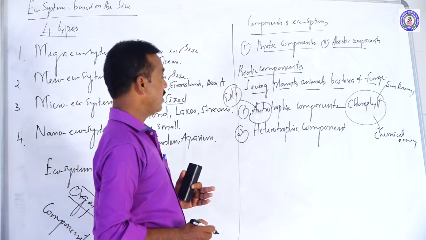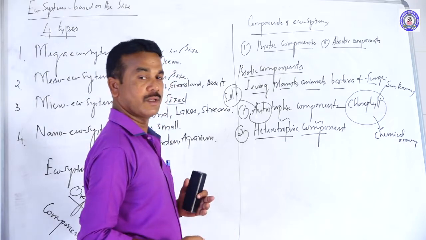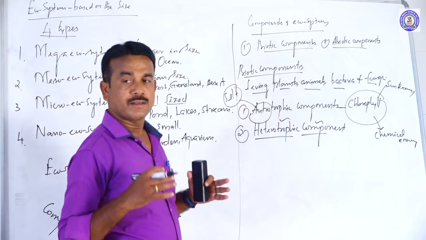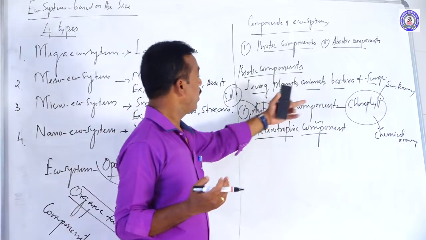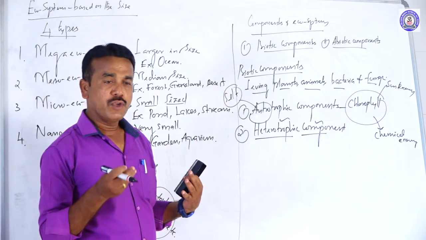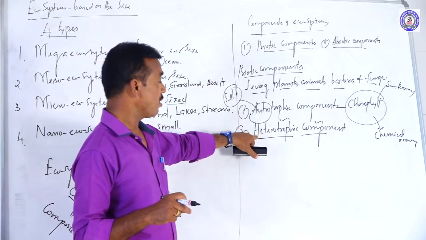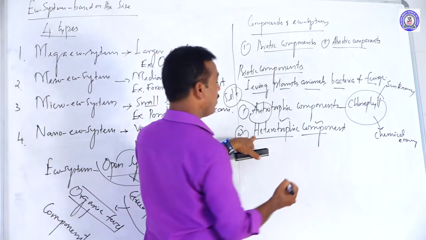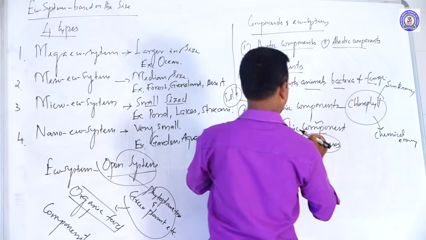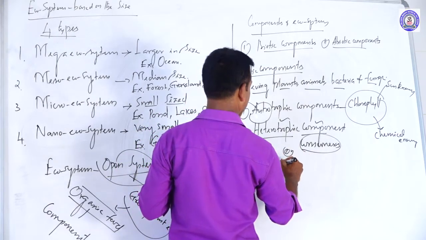The second thing is the heterotrophic organism, or heterotrophic component. A heterotrophic component is some organisms which, due to lack of chlorophyll molecules, cannot prepare food themselves. So if they want food, they depend on some other organism. These organisms derive the food from consumers. So the heterotrophic component is also called the consumer organism.